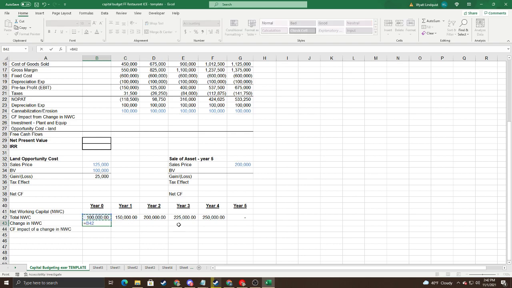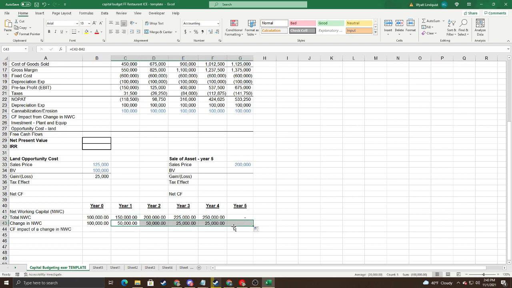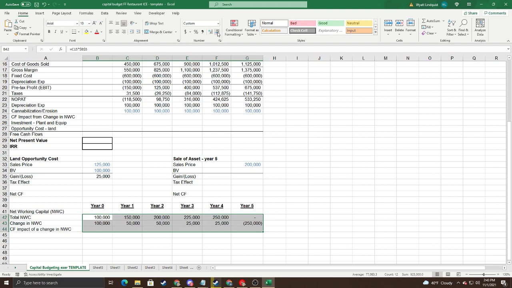So the change in net working capital for year 1 is going to be year 1's net working capital minus the net working capital in year 0. And we're going to copy that all the way across. And now this one gets too big. And actually, I'm going to get rid of all of the decimals. I just don't like the look of them.